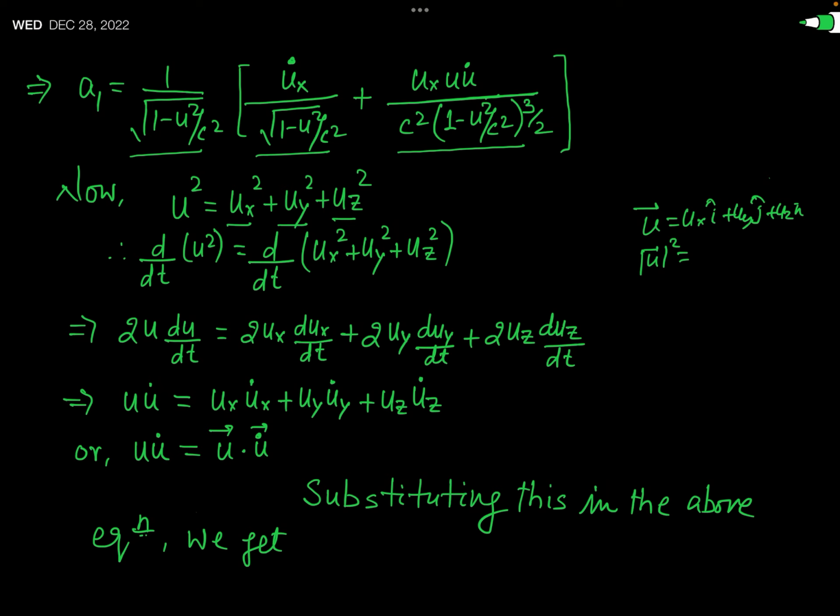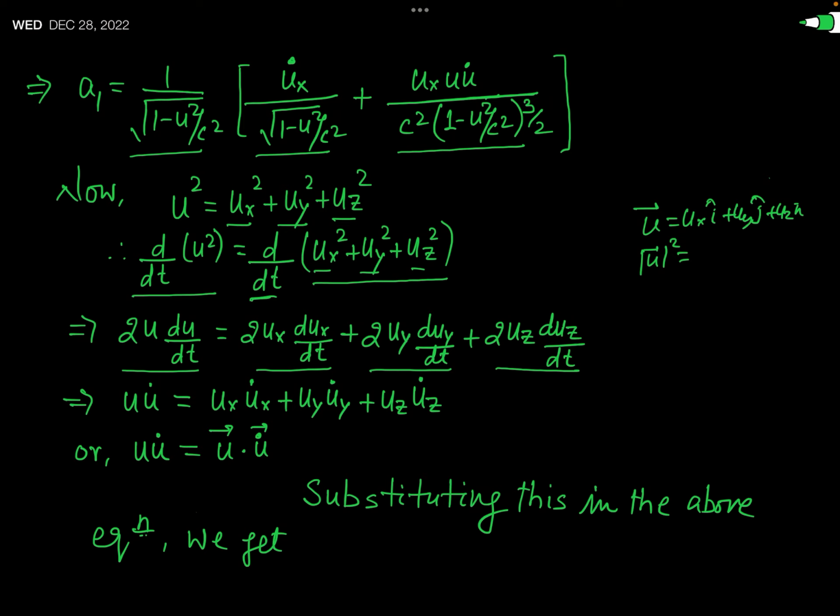Now our aim is to find the value of u times u dot. So let us differentiate this equation with respect to t. So this will be d/dt of u square equal to d/dt of ux square plus uy square plus uz square. Okay, now when you differentiate u square with respect to t, what will be the result? This will be 2u into du by dt, and this operator d/dt will be operated on each term separately. So this will be 2ux dux by dt plus 2uy duy by dt plus 2uz duz by dt.